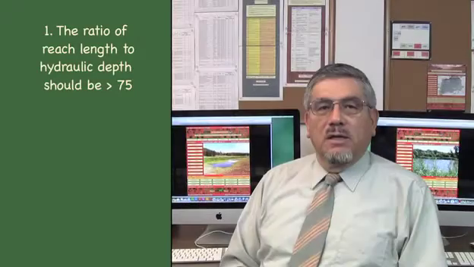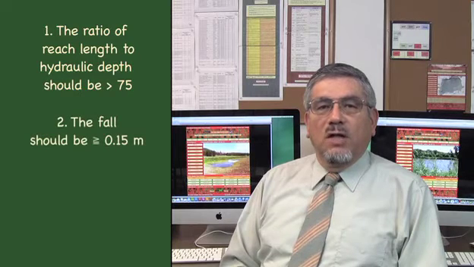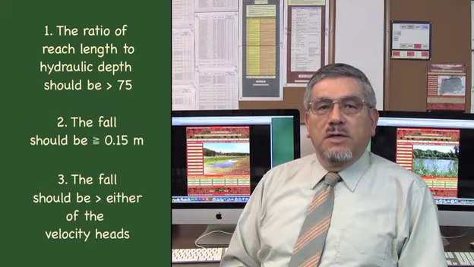A suitable reach should satisfy one or more of the following criteria. 1. The ratio of reach length to hydraulic depth should be greater than 75. 2. The fall should be greater than or equal to 0.15 meters. 3. The fall should be greater than either of the velocity heads computed at the upstream and downstream cross sections.